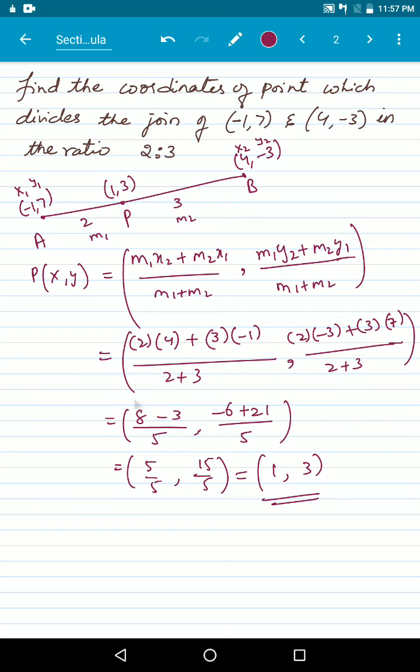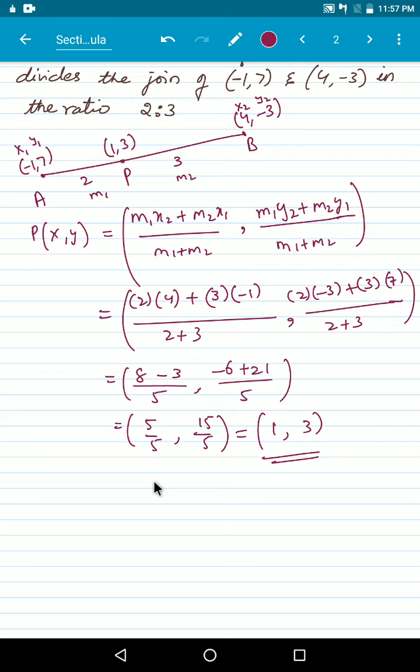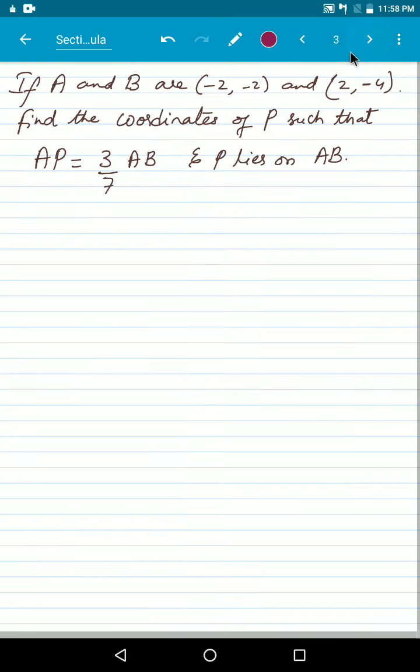So see, the problem is over now. You can go ahead and find the value of AP. Use the distance formula which we learned in the last video, find AP, and use the distance formula, find PB. If you divide these two distances, you will get 2 is to 3 only. All right, let us go to the other page.